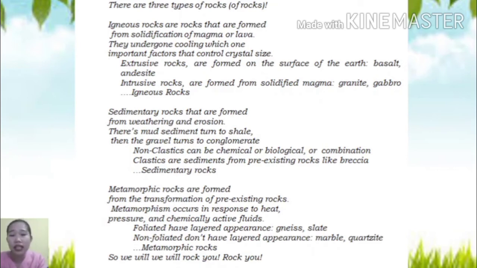Metamorphic rocks are formed from the transformation of pre-existing rocks. Metamorphism occurs in response to heat, pressure, and chemically active fluids. Foliated rocks have a layered appearance, like slate. Non-foliated rocks don't have a layered appearance, like marble and quartzite. Metamorphic rocks, so we will rock you, we will rock you.